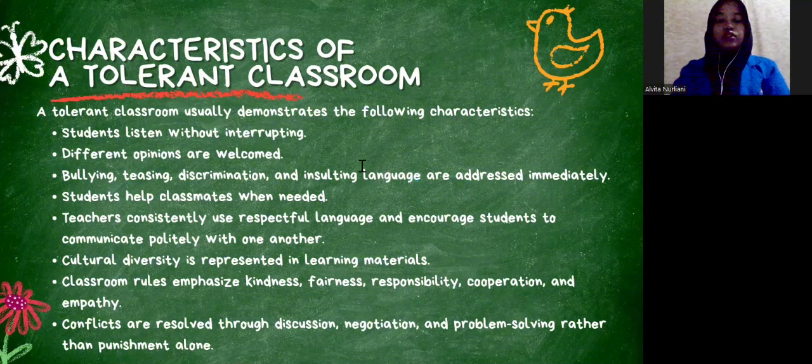So this slide shows the characteristics of a tolerant classroom. If we walked into a tolerant classroom, we would see students listening to each other without interrupting, and we would hear different opinions being welcomed, and any teasing or bullying is stopped immediately. Most importantly, we would see conflicts being solved through talking, negotiation, and problem solving rather than the teacher just handing out punishments. It's an environment built on kindness and also fairness.